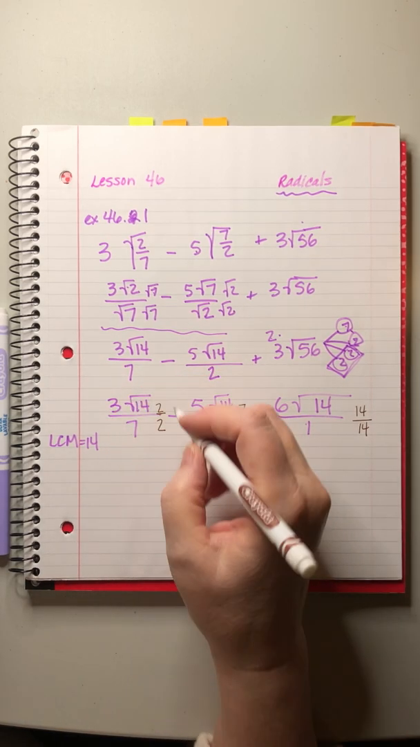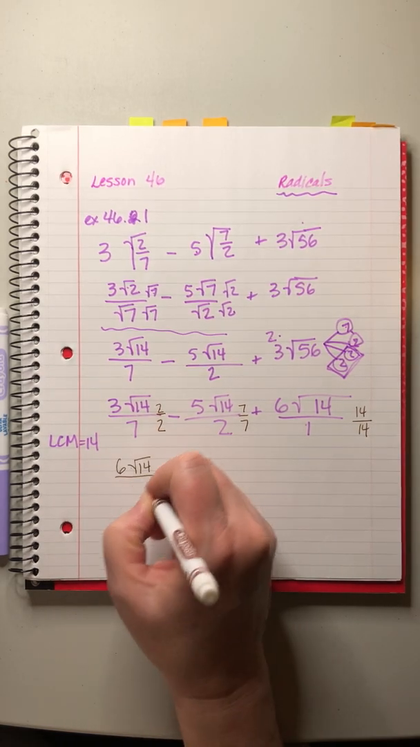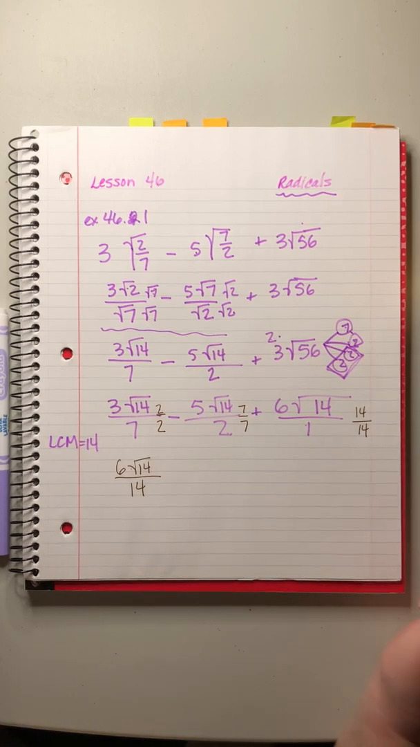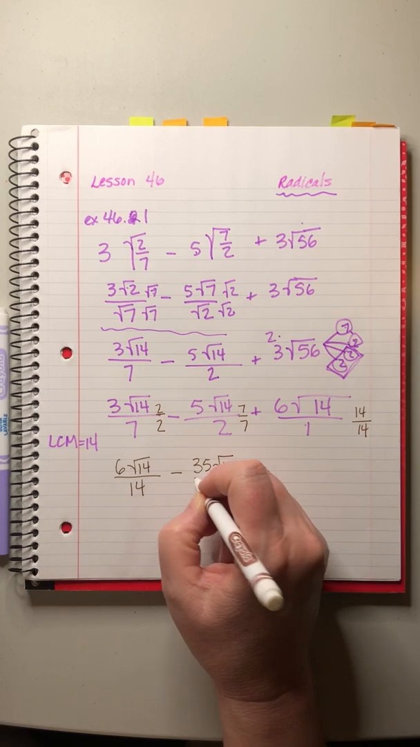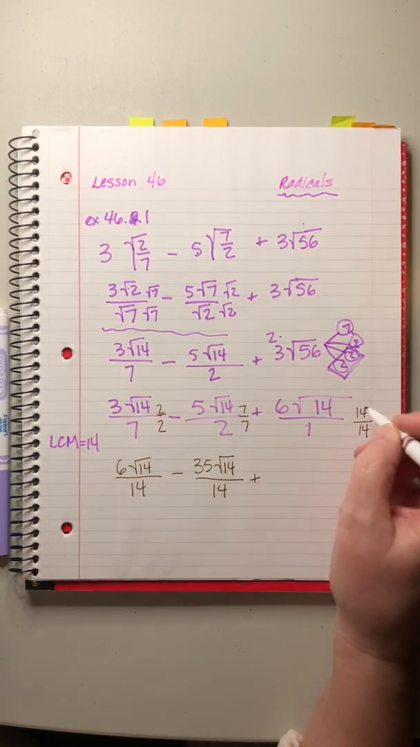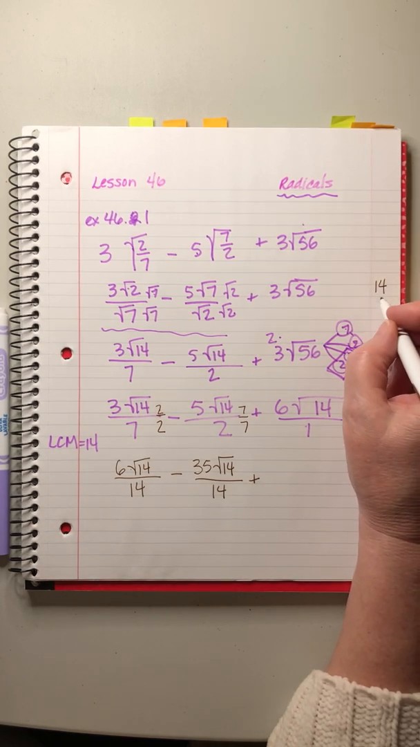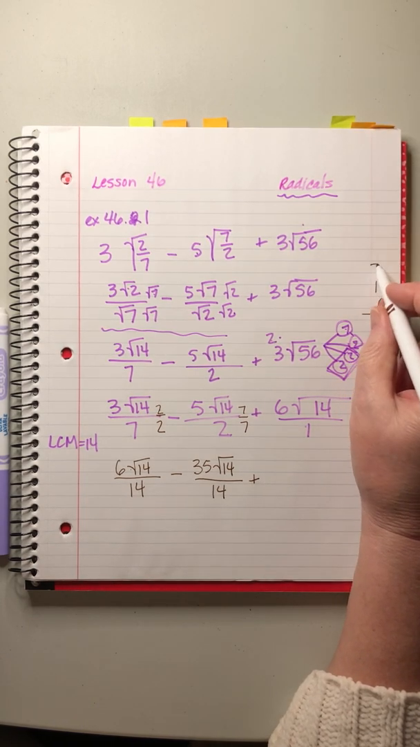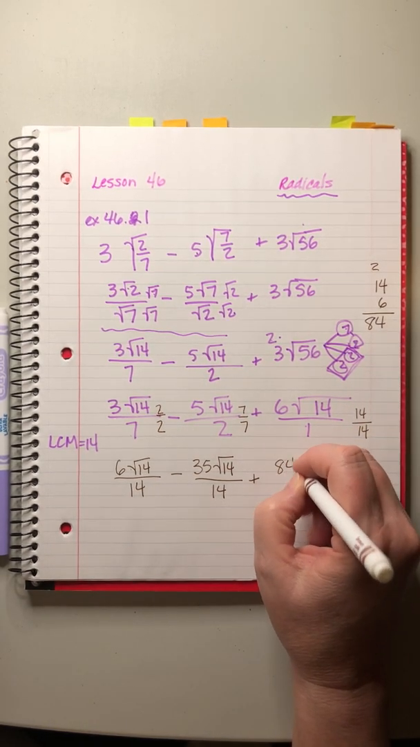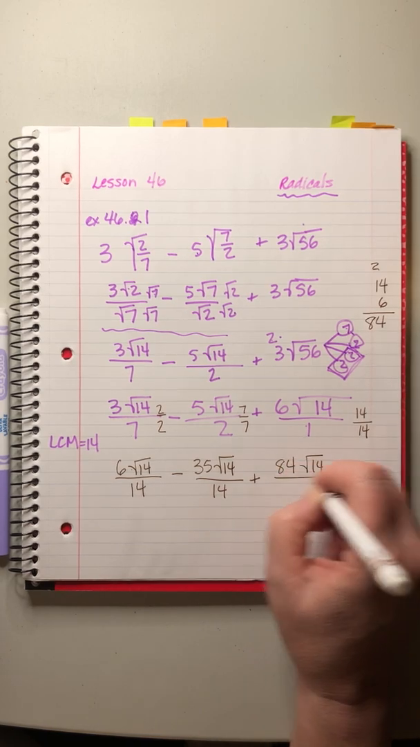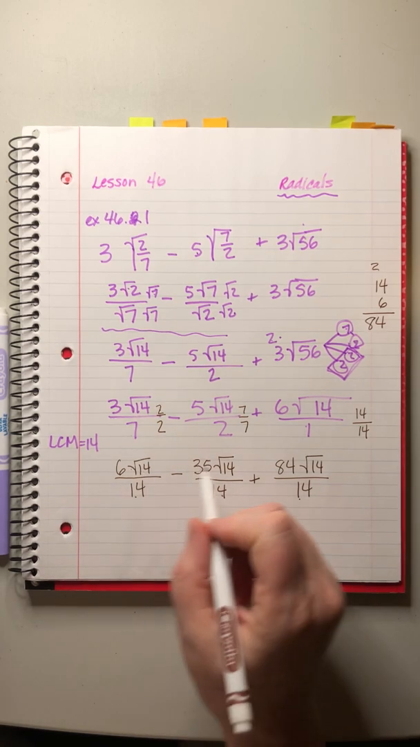All right, so then we multiply. Remember, wolves times wolves, so that's 6 square root of 14 over 14 minus 35 square root of 14 over 14 plus land of Goshen. 14 times 6, I'll do right here. 84 square root of 14 over 14. Now all the denominators match and all the radicals match.